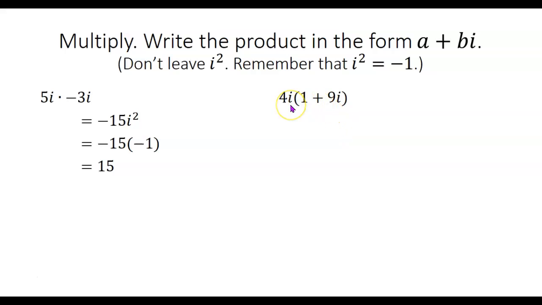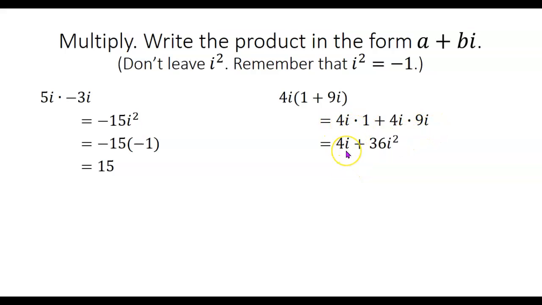Next example, 4i times the number 1 plus 9i. Think in terms of the distributive property. The 4i is going to get multiplied by both terms of the 1 plus 9i. So we've got 4i times 1 plus 4i times 9i. Now let's see what happens with each of these.